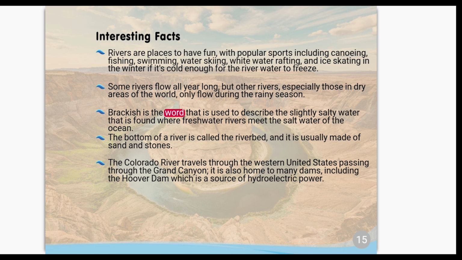Brackish is the word that is used to describe the slightly salty water that is found where freshwater rivers meet the salt water of the ocean. The bottom of a river is called the riverbed, and it is usually made of sand and stones.